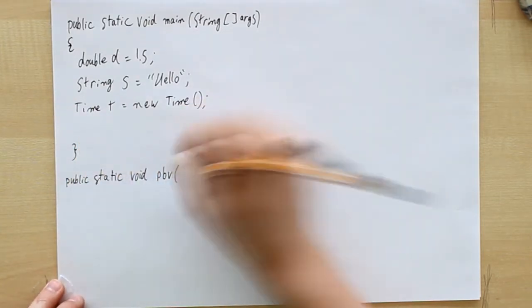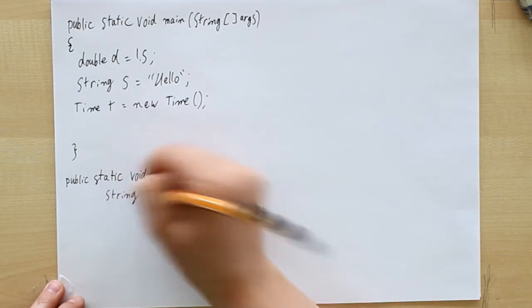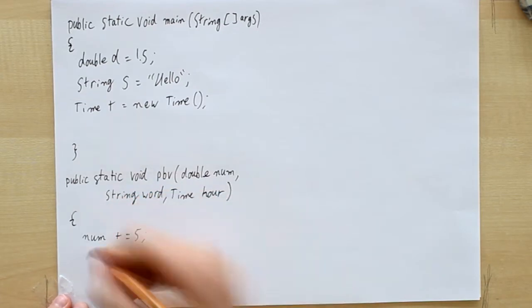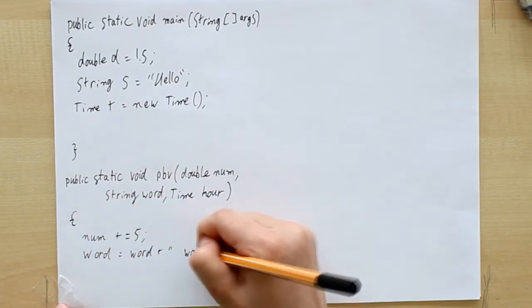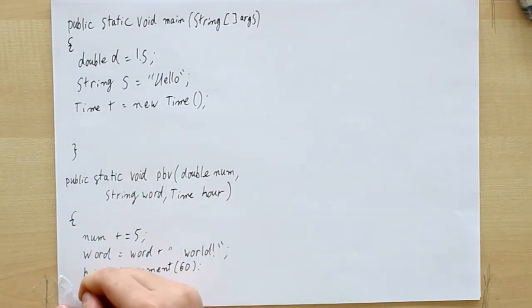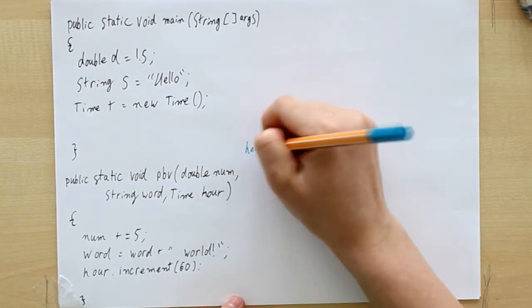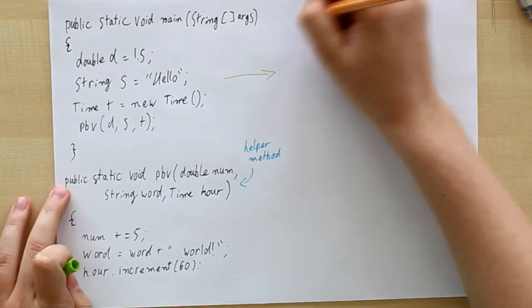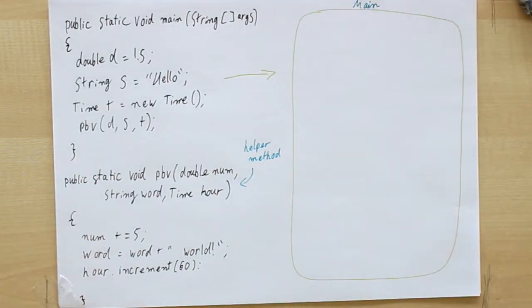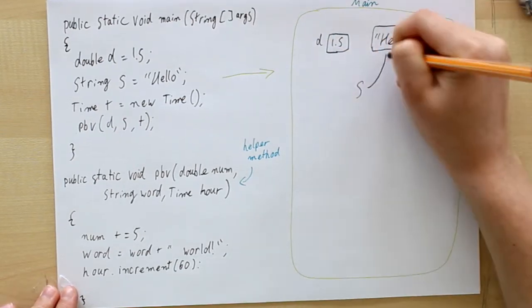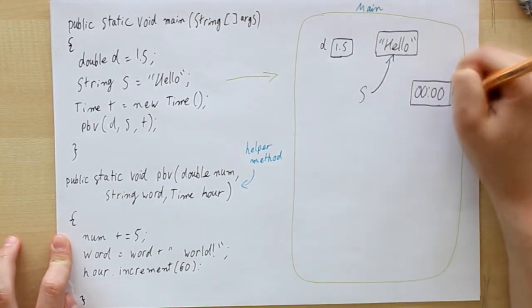So now our main method has created a data slot with 1.5 stored in it for the double, a reference s to a string containing hello, and a reference t to a time that is blank. Now I'm going to call the method passing by value, which I have declared lower, and give it the parameters d, s, and t as information to start with. The main method will have created a memory space holding d, a string object containing hello with a reference s pointing to it, and a reference t to a default time object.